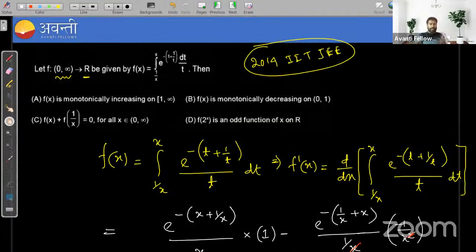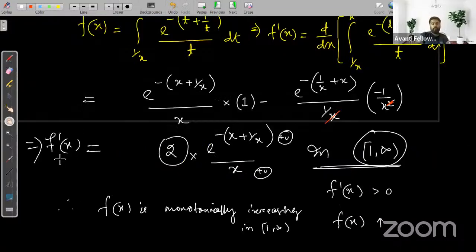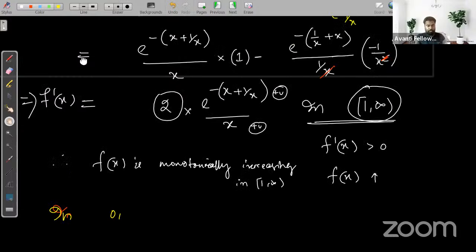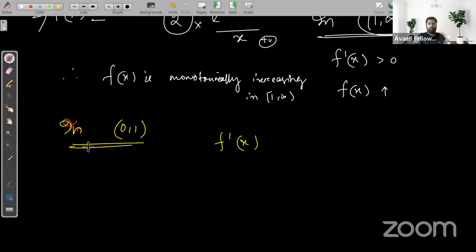Come to the second option. Now we need to check whether b, f of x, is monotonically decreasing in 0 to 1. So the same function, but in the interval 0 to 1. In the interval 0 to 1, study the function f dash of x.